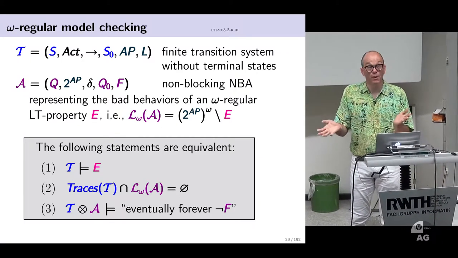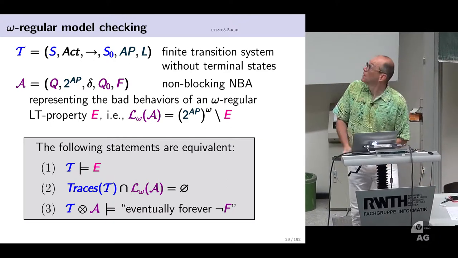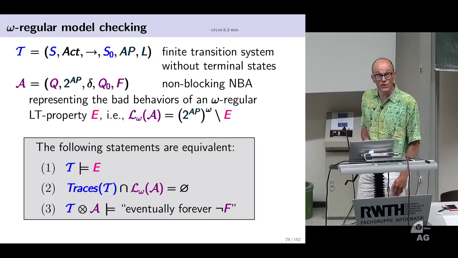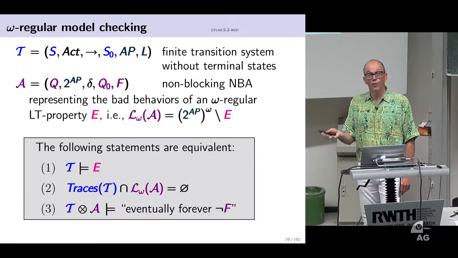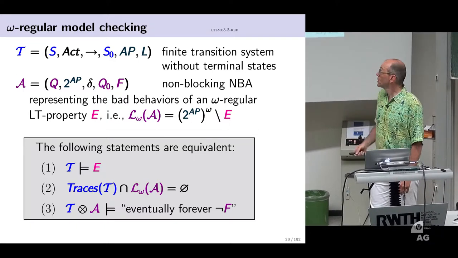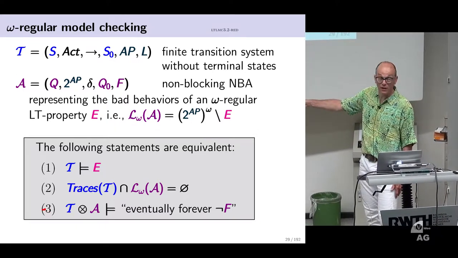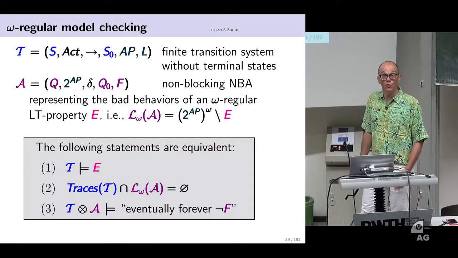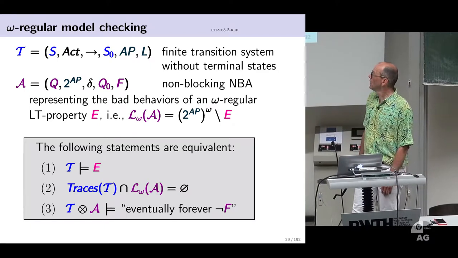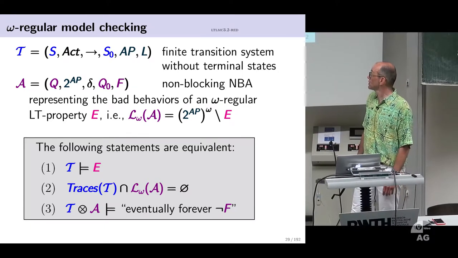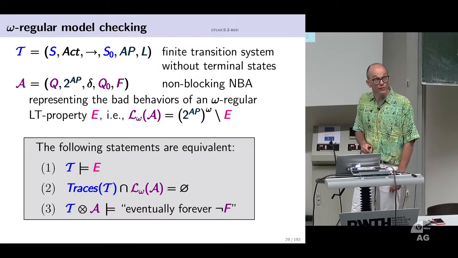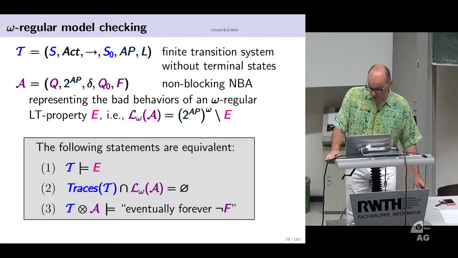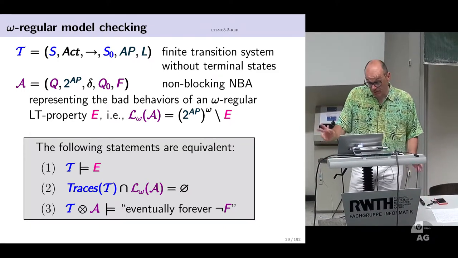Good. So what's the bottom line? The bottom line means we want to check an omega-regular property E on a finite transition system. How are we algorithmically going to do this? We're going to construct this product, which is relatively straightforward, which gives us a new transition system. What are we going to do on this new transition system? We're going to check the property eventually forever not F. And that's an algorithm that I'm going to introduce somewhat later in this lecture. We're going to see this can be done in polynomial time.